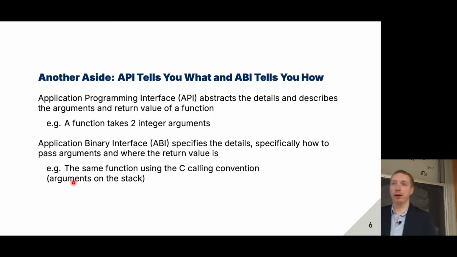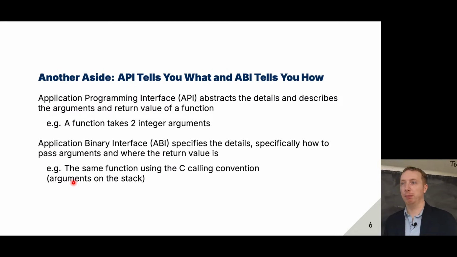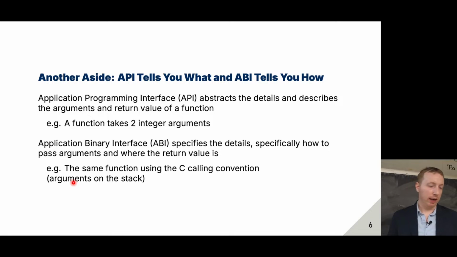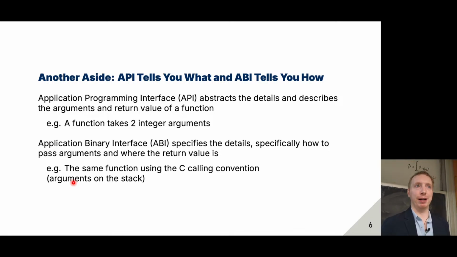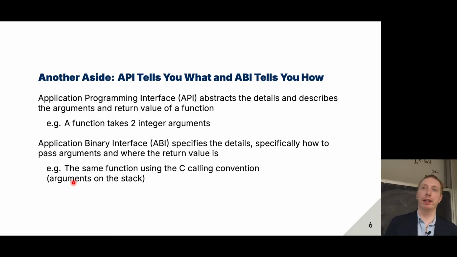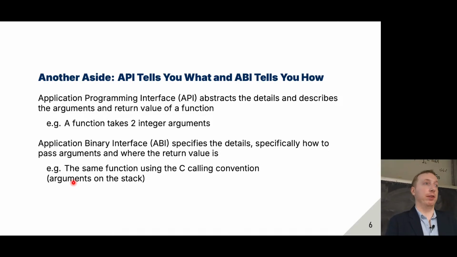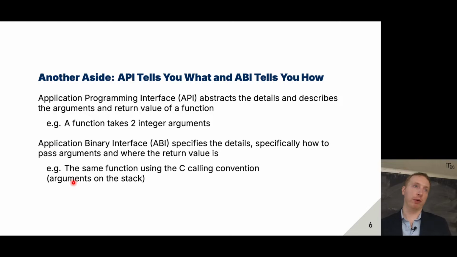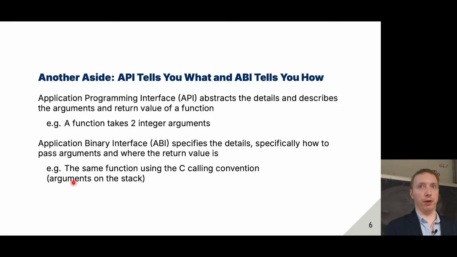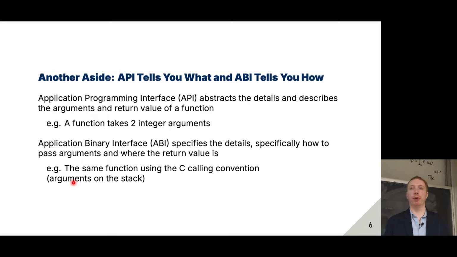So here's another aside that is probably important to know if you don't know it already. There is something called an API that you have hopefully heard of before, and then an ABI, which may or may not be new. An API, to distinguish between the two, just abstracts the details and describes the arguments of a function, what it returns, and what it does. So, a function takes 2 integer arguments and multiplies them together or something like that.